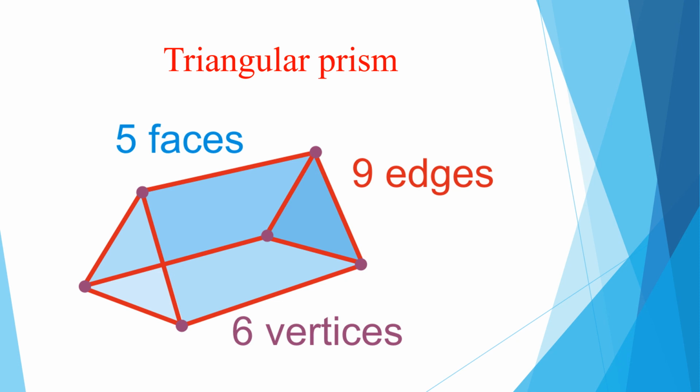Dear children, let us see how many faces, edges and vertices does a rectangular prism has. A rectangular prism has 5 faces, 9 edges and 6 vertices.